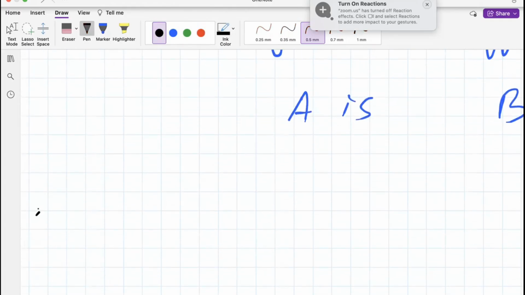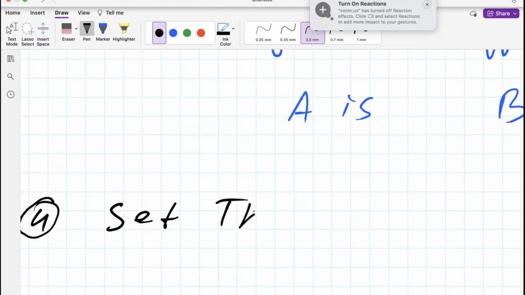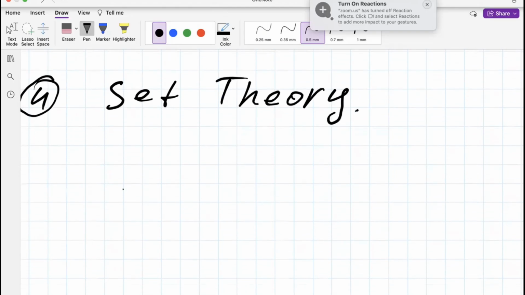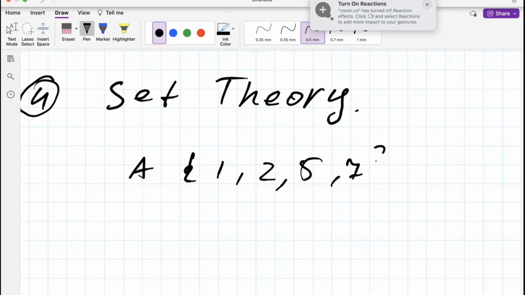Perfect. So the fourth level is the level of, I would say, more math than logic, but they include this topic in the logic section. So basically it's called set theory. Like how to work with sets. Sets are usually the collection of elements. For example, you have set A, and then you have elements, like let's say in this case, numbers 1, 2, 5, 7, and so on and so forth.